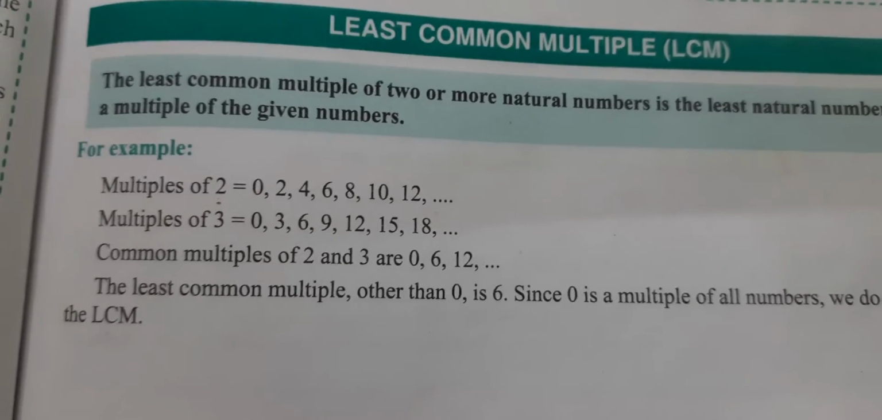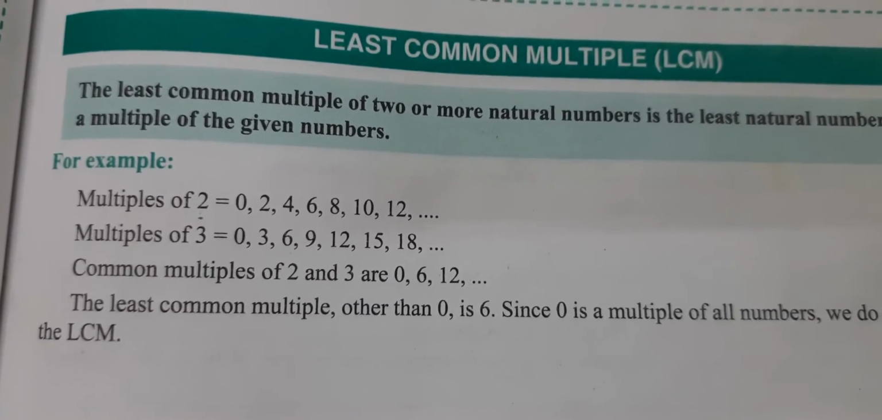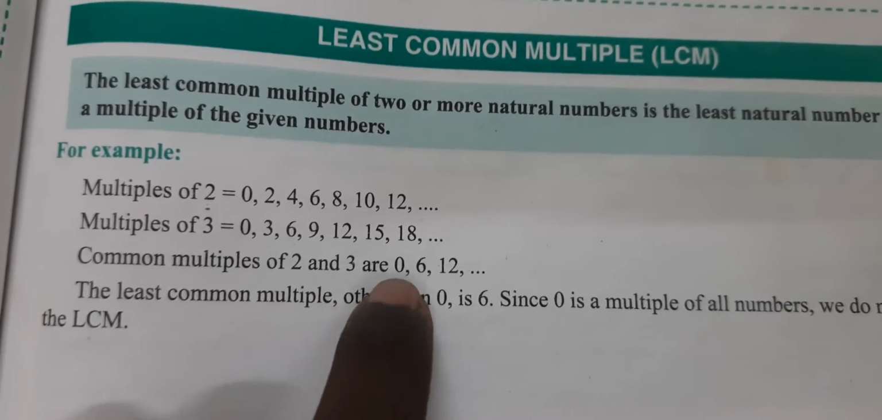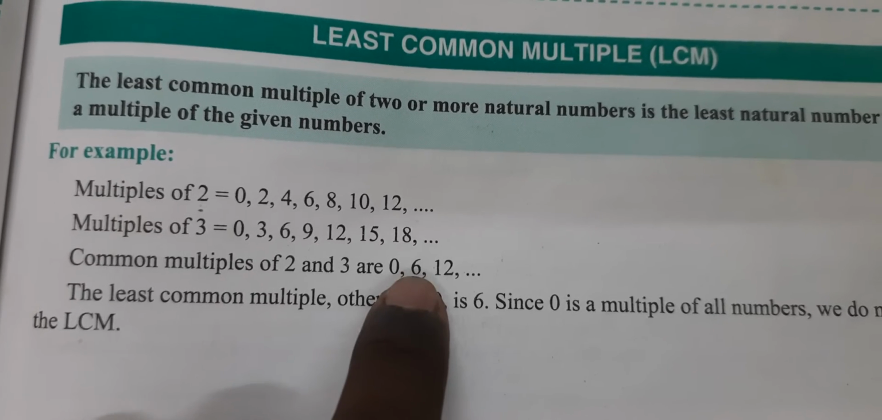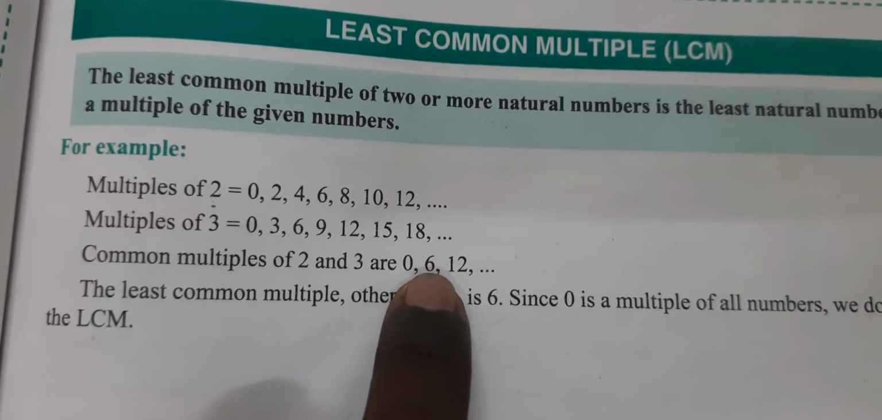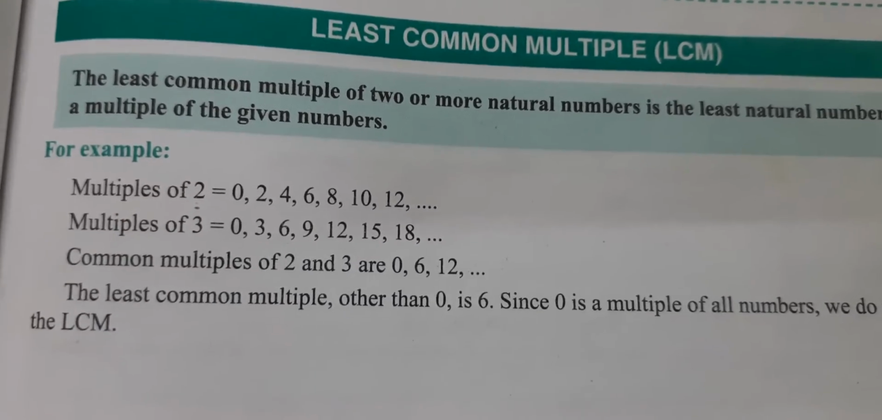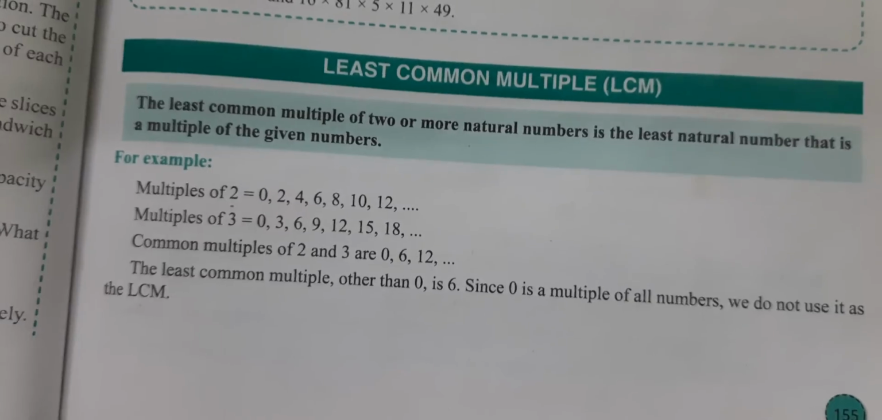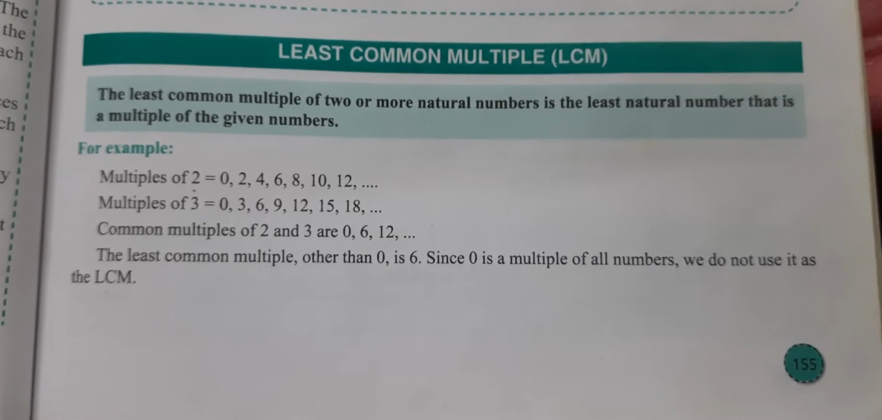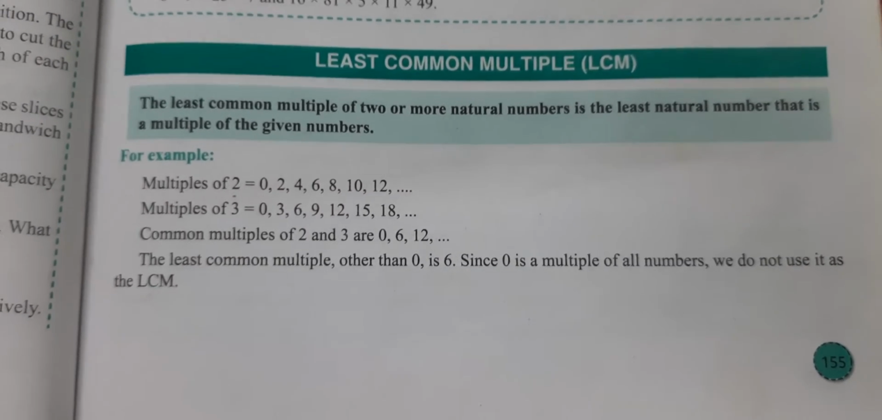So apart from 0, which is the smallest among the common multiples? 6. Apart from 0 you have 6. So the LCM, or least common multiple of 2 and 3, is 6. So this is the meaning of LCM, least common multiple.